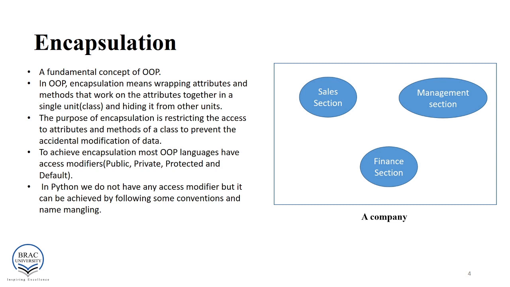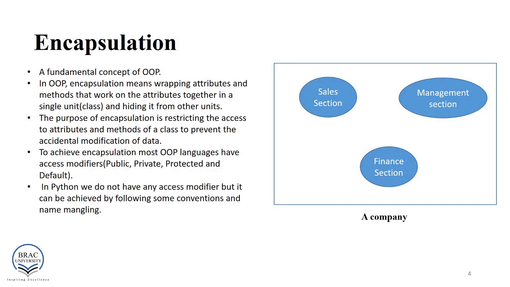Now, encapsulation hides data from other units. As we can see that the data of the sales section is hidden from the finance section. The officials or the employees of the finance section cannot directly access the data of the sales section. Similarly, the employees of the sales section cannot access the data of the finance section directly. This is called data hiding using encapsulation.